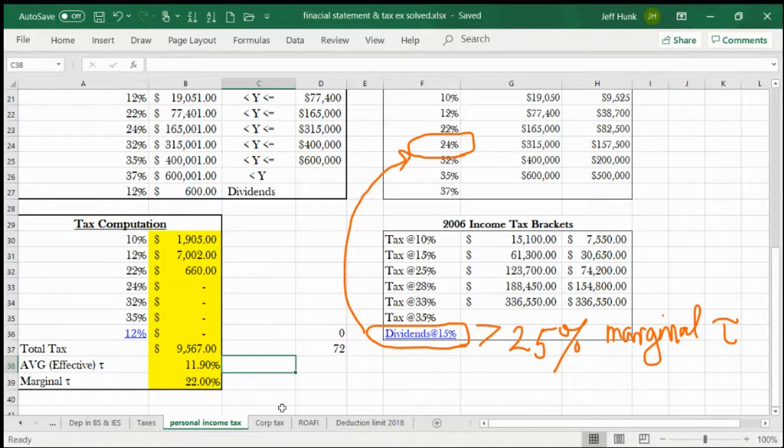Now I want to move on to the corporate income tax example. I'm going to come back to the average later, which can also be done by this times this, this times this, this times this, this times this, right?